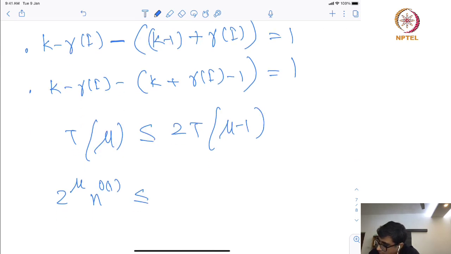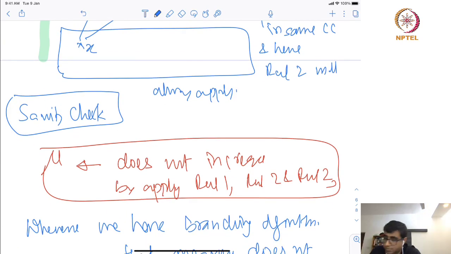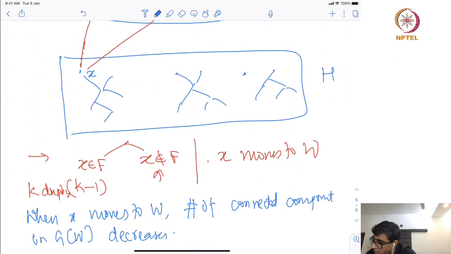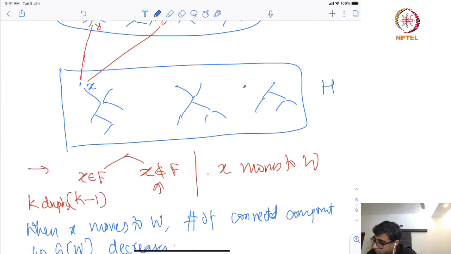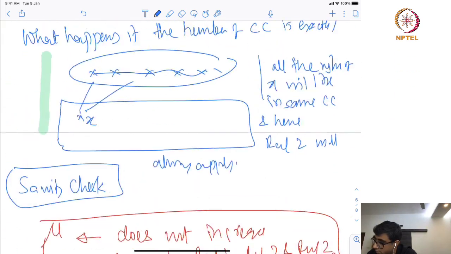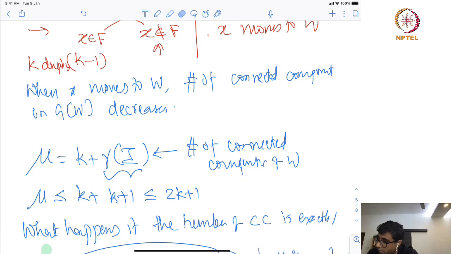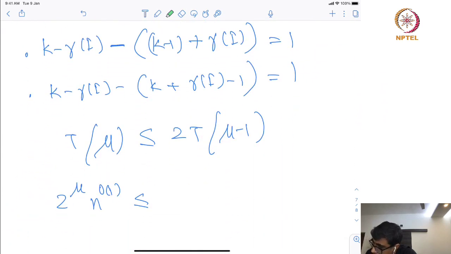And mu is like how much? We just got an upper bound on mu: mu is upper bounded by 2k plus 1. So what do we get? Which is the same as 4 to the power k times n to the power big O of 1.